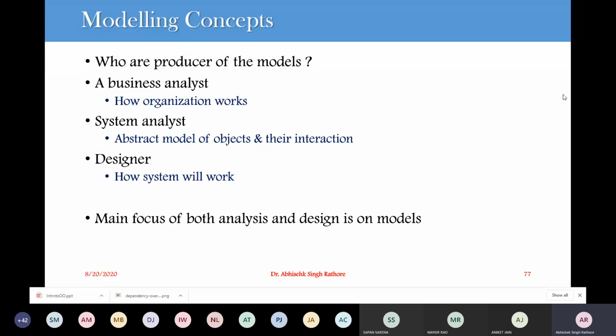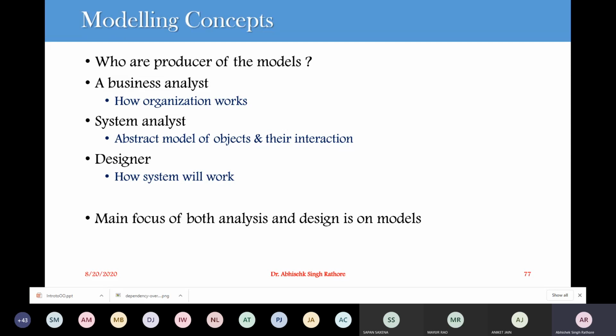Then we'll go for modeling technologies. If you still have any problems till now, you can ask, otherwise I will go on to the modeling concepts. Any problem over here? Hello? Okay, fine. So I expect that no one has any problem. So we'll go for modeling concepts.